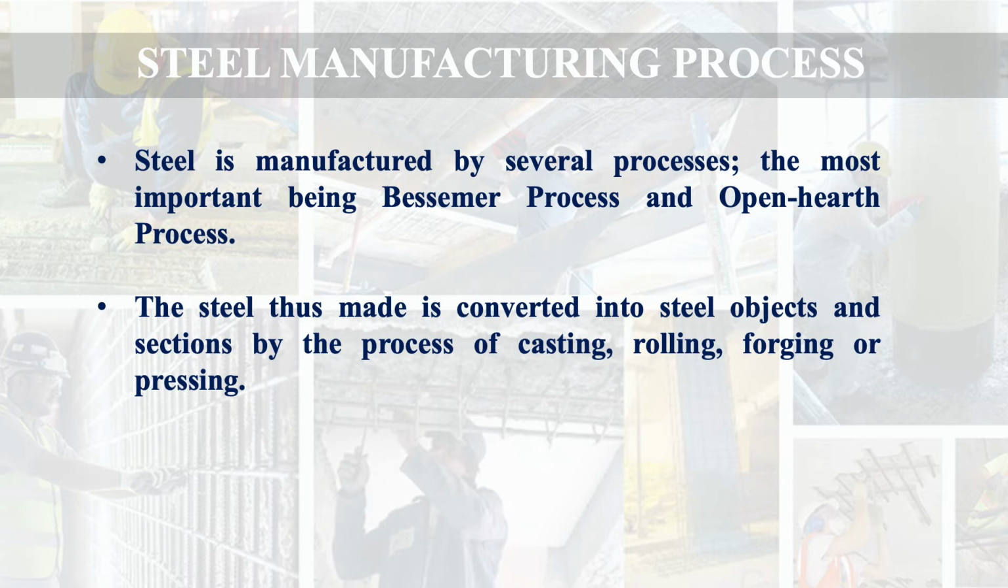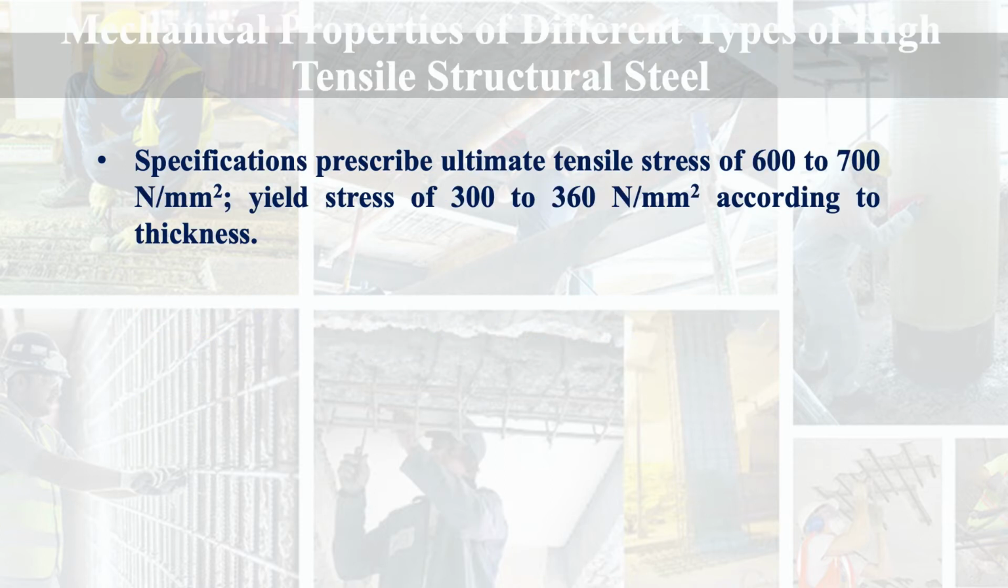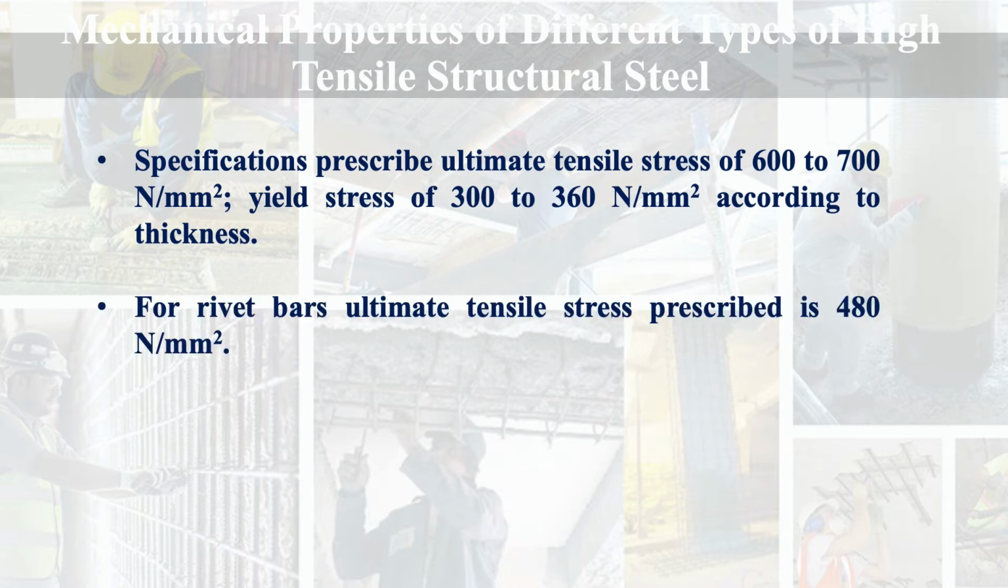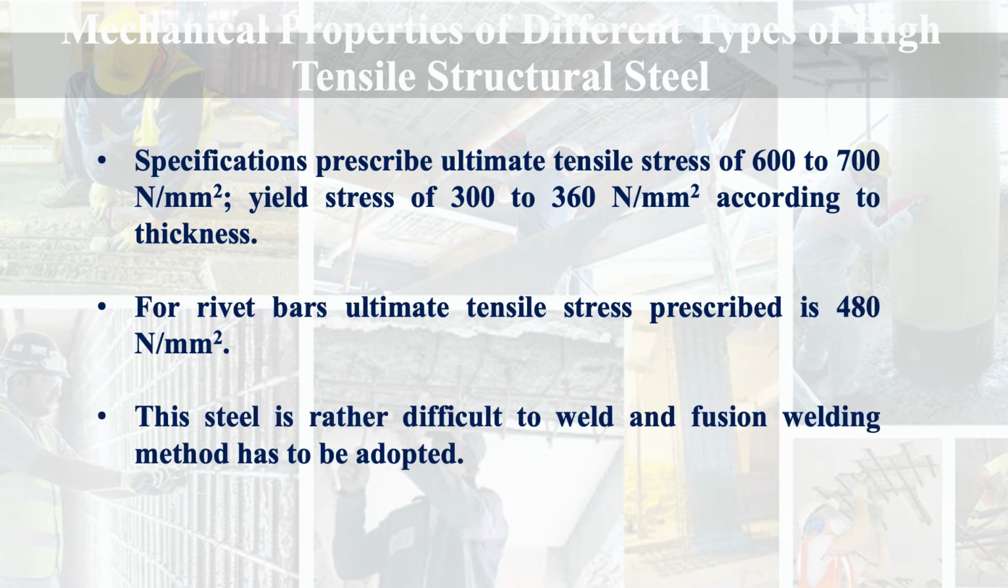Let us see mechanical properties of different type of high tensile structural steel. Specifications prescribe ultimate tensile stress of 600 to 700 Newton per mm square, yield stress of 300 to 360 Newton per mm square according to thickness. For rivet bars, ultimate tensile stress prescribed is 480 Newton per mm square. The steel is rather difficult to weld and fusion welding method has to be adopted.